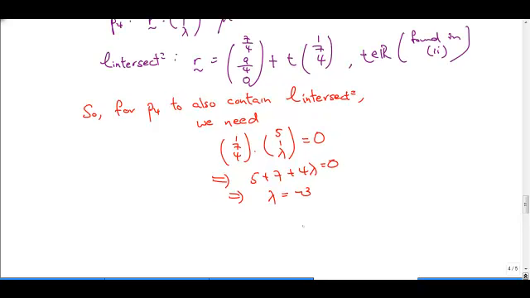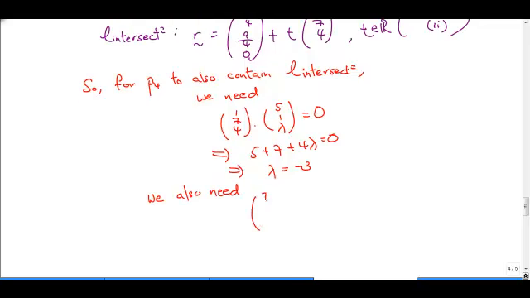This ensures that the line is parallel to P4, but now for P4 to actually contain the line, we also need one point on the line to satisfy the equation of the plane. So I need this point over here, dot with (5, 1, λ), in this case λ is -3, to be equal to μ. And if you solve for this, you will find that μ = 11.